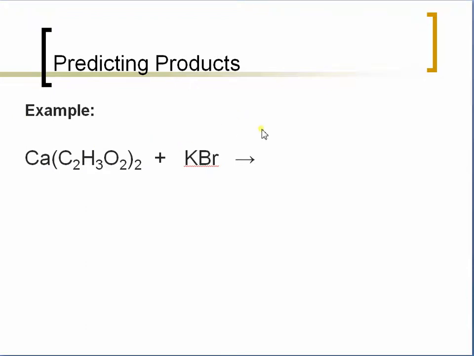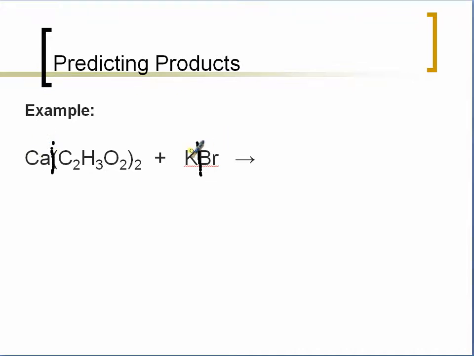Alright, so here we have a little more challenging one. For this one, we have calcium acetate reacting with potassium bromide. Again, the first thing you want to know is what type of reaction this is, and this is definitely a double replacement reaction. So we're going to be breaking bonds and reforming bonds. The calcium and acetate will break apart, and the potassium and the bromide will break apart.